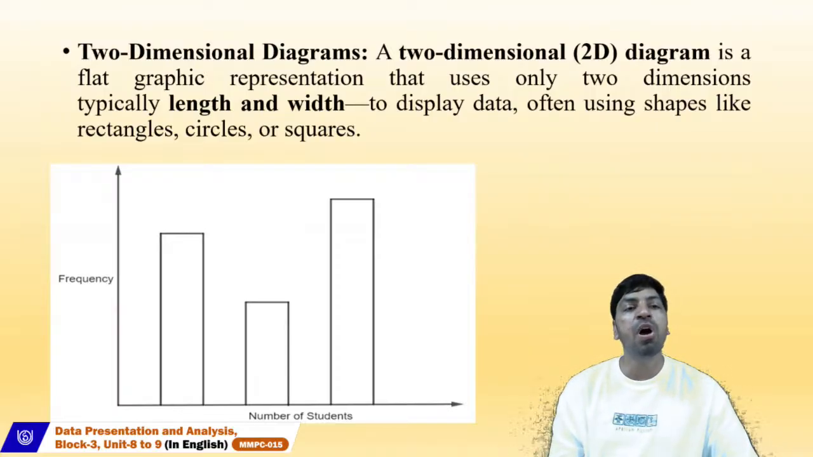Yes, we can talk about one of the diagrams which has been shown in the form of squares, as you can see. Which has been shown over here, that is frequency, number of students. If you look up, that's also called a two-dimensional diagram.